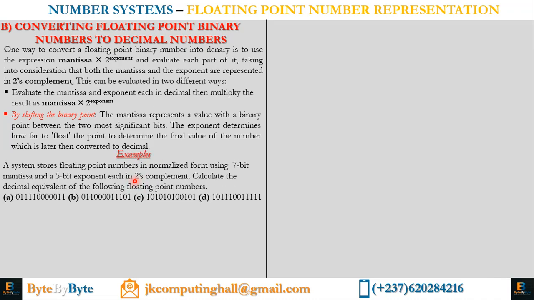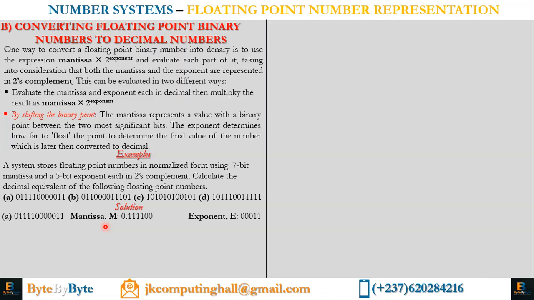Let us look at some examples. A system stores floating point numbers in normalized form using a 7-bit mantissa and a 5-bit exponent, each in 2's complement. Calculate the decimal equivalent of the following floating point numbers. So this is the A part. As you can see, extract the exponent starting from the right. The last 5 bits represent the exponent, and the rest represent the mantissa. So the exponent is 11000 and, as you can see, the rest is the mantissa.